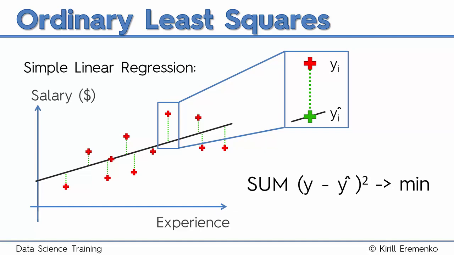So it looks for the minimum sum of squares. It finds a line which has the smallest sum of squares possible. And that line will be the best fitting line. And that is called the ordinary least squares method. So that's how the simple linear regression works. And I look forward to seeing you on the next tutorial.